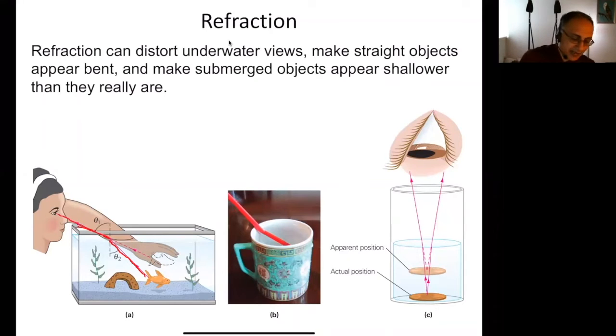So our eye and our brains basically just extend this ray backwards and imagine that it started from over here, whereas it actually did start from over here, right? So we will see the tail of the fish from which that ray started at that elevated position. That makes sense? And that applies to every point on the fish. So we will see the fish over here rather than over here where it actually is. That makes sense? And so if you try to catch the fish, then you will miss because the fish is not actually over there.